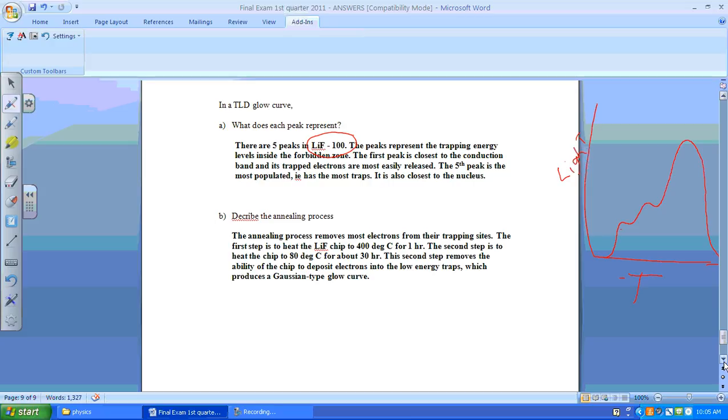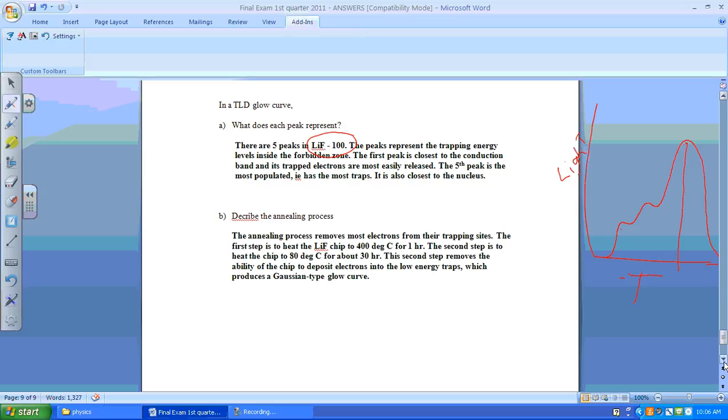The 5th peak is the most populated and has the most traps. It's also closest to the nucleus. So the electrons that come out at this temperature are the ones that are most tightly bound. Those are the ones closest to the neutrons and protons in the middle. And also, because this peak is the highest, it's most numerous. So most of the electrons are trapped in that energy level.